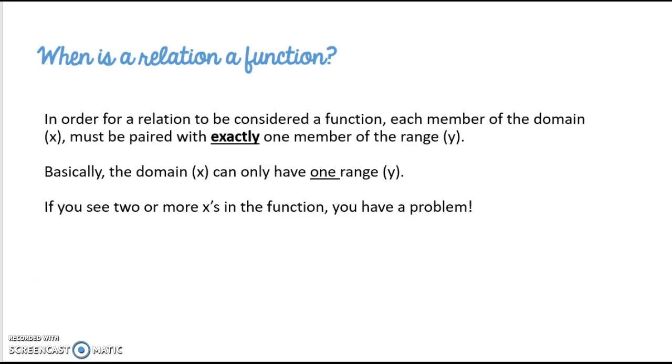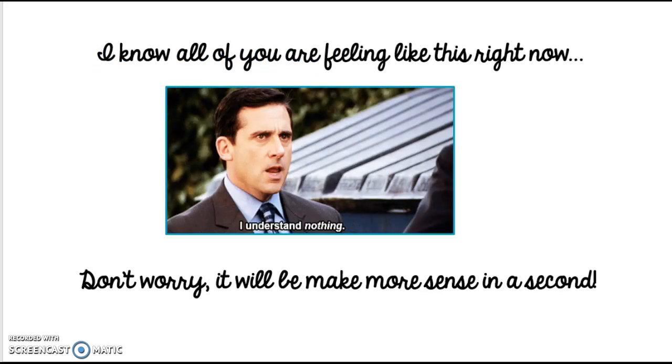So when is a relation a function? In order for a relation to be considered a function, each member of the domain, my x value, must be paired with exactly one y. So basically what that means is your domain, your x value, can only have one y. So if you see two or more of the same x's in the relation, you have a problem. It's probably not a function. So I know all of you are feeling like this right now. Don't worry, it's going to make more sense in just a second.